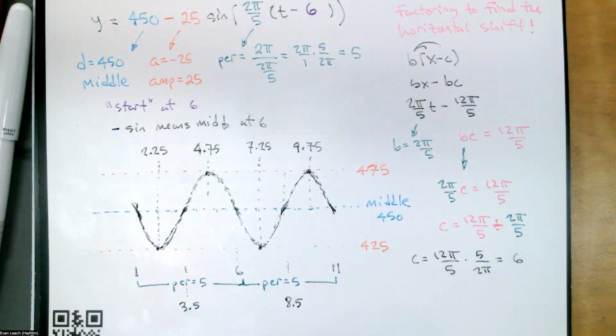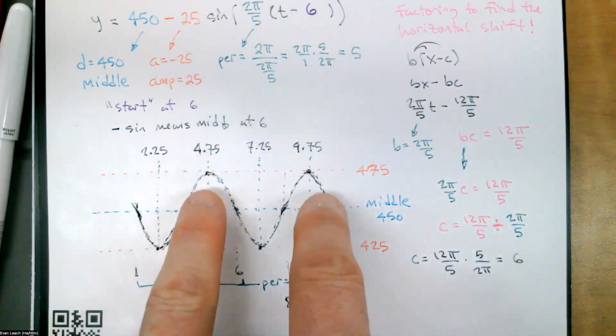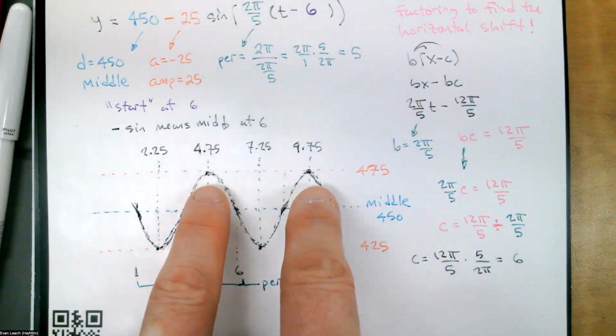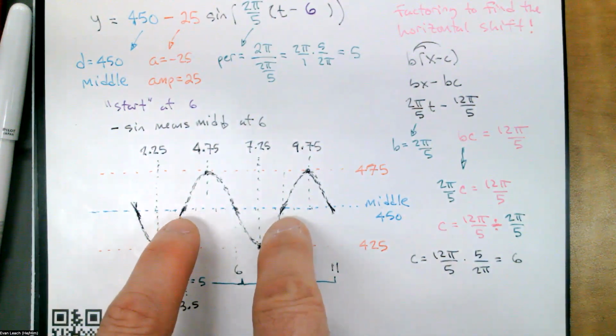Notice that between any two corresponding points, we have a period of 5. So the first bottom point we have here is at 2.25. The next one is at 7.25, 5 units later. At the top, 4.75 and 9.75 are 5 units apart. These two middles at 3.5 and 8.5, they're 5 units apart.